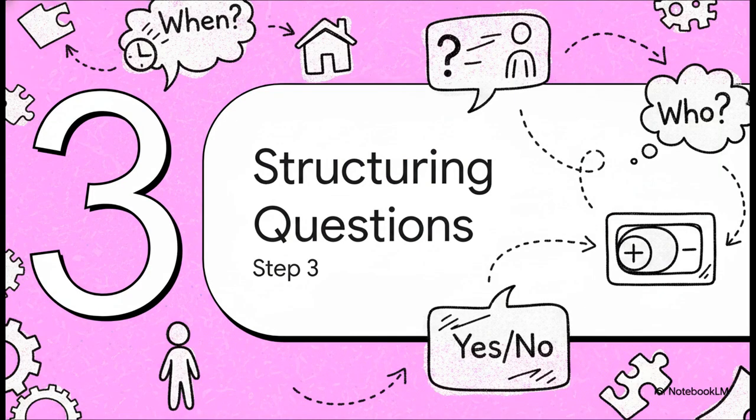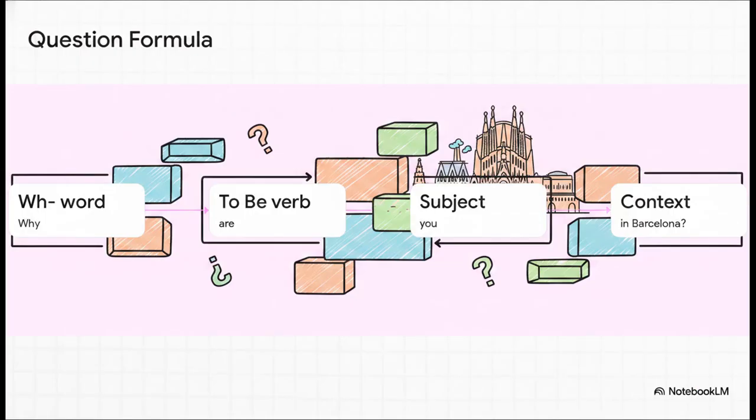Okay, step 3, structuring your questions. And this brilliantly illustrates how you just stack it all together to create a foolproof formula. It's just like building blocks. Step 1, pick your W word based on what you want to know. Here we chose why. Step 2, drop in your to be verb, are. Step 3, your subject, you, and step 4, the rest of the context, in Barcelona. Look really closely at steps 2 and 3. That is exactly the same flip we learned earlier. So the whole formula is just your chosen W word plus that flip structure. Boom. Why are you in Barcelona?